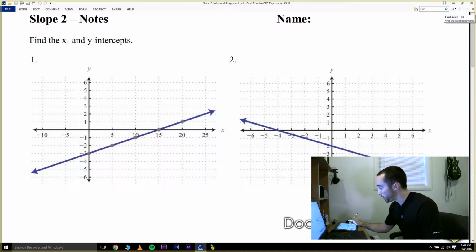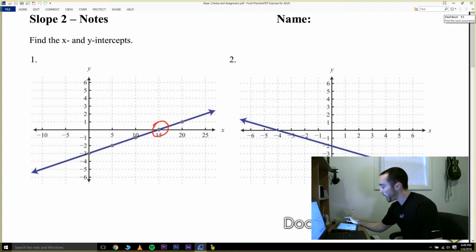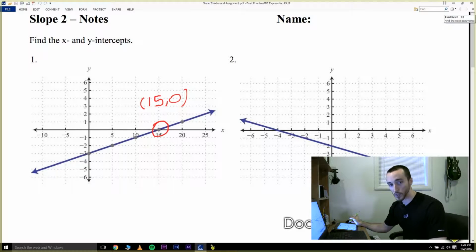You can see that the blue line intercepts our x-axis right here. That's where the blue line and the horizontal x-axis meet each other. The coordinate for that point, or the x-intercept, is 15, 0. So most of the time it's not enough just to circle it. They want you to write it down as an ordered pair.